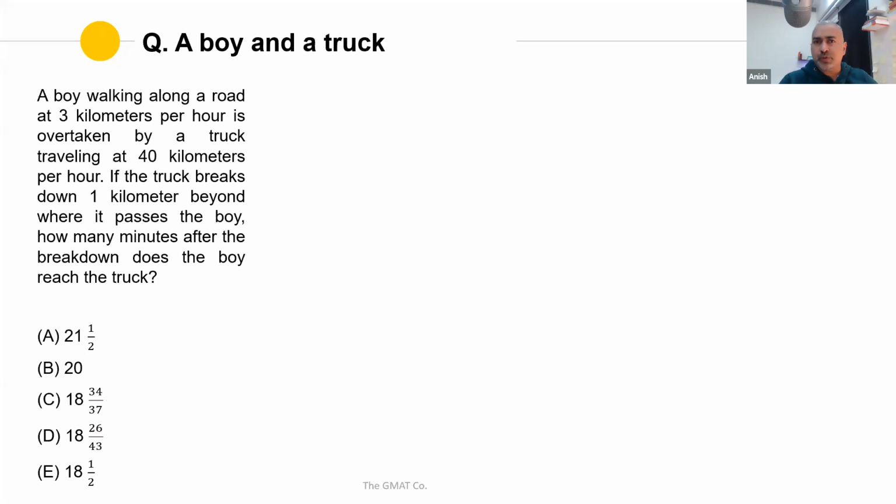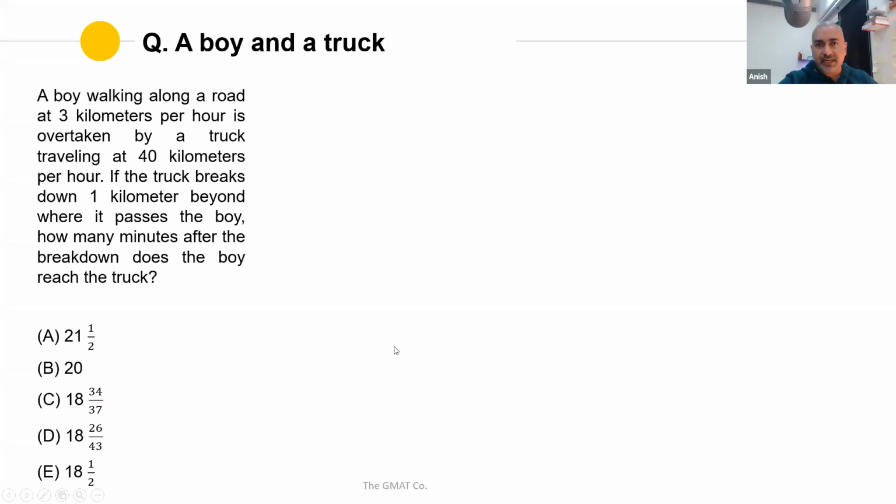How did we get 20 minutes? What was 20 minutes? Basically the time from the passing point to the breakdown point. To cover that entire 1 kilometer, how long will the boy take? Now, how long had the boy been walking already? Well, as long as the truck took to reach from point A to point B. That's how long the boy had been walking already, right? For the entire distance of 1 kilometer, the boy would have taken certain time. Of that time, how long had the boy been walking already? The duration that the truck took to reach from point A to point B. For that duration, the boy had been walking already before we start noting the time.